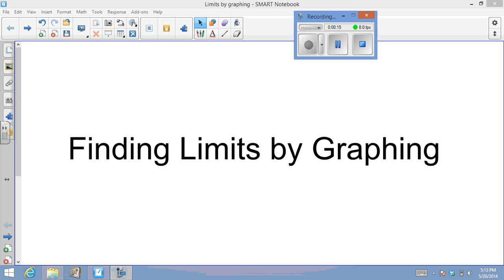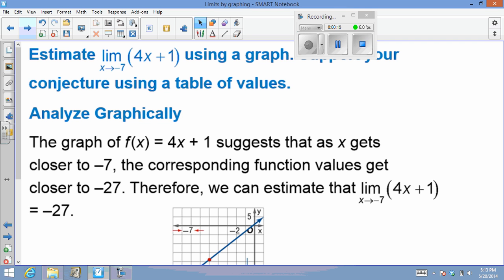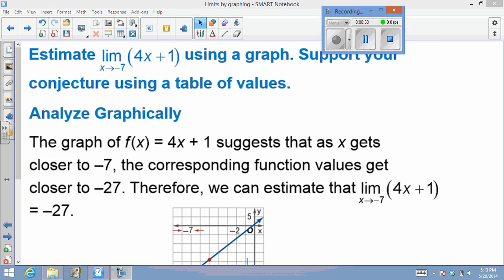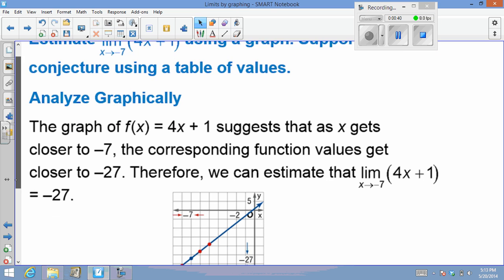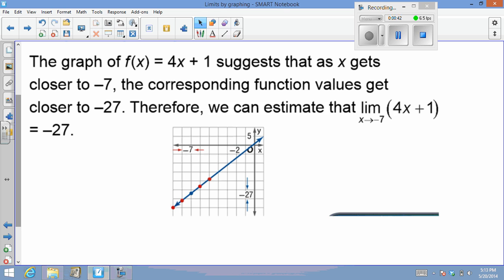The first thing we're learning about is finding limits by graphing. When I want to find a limit, here's my example: the limit as x approaches -7 of 4x plus 1 using a graph. We're going to be using a table and a graph to figure out how things go. So I'm looking at my graph of 4x plus 1, and I've made a table and graphed it, or you could graph it using slope-intercept form.